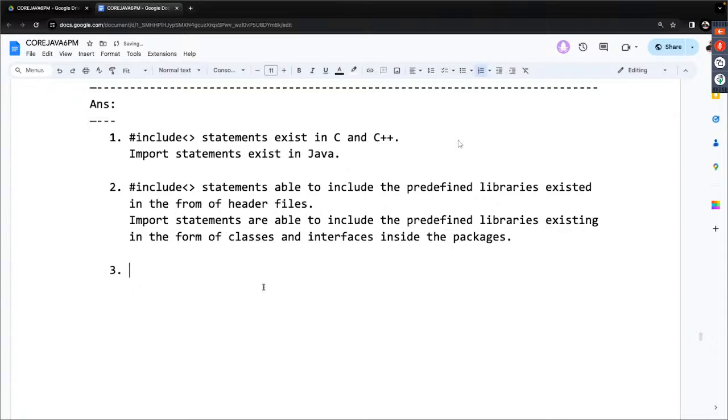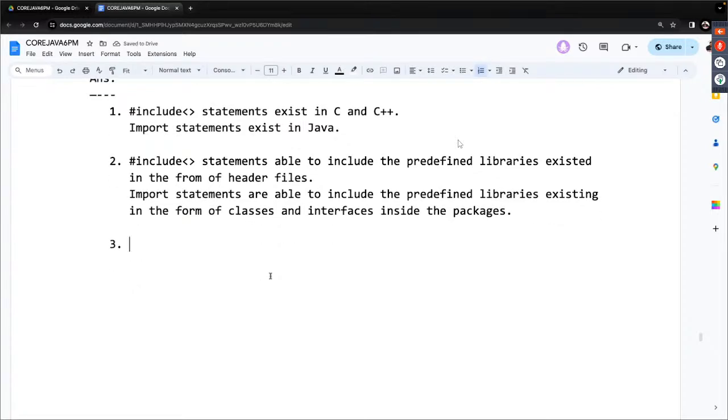Right, sir. Now number 3. Who will recognize these hash include statements and who will recognize these import statements? Hash include statements are recognized by the preprocessor. Who is evaluating hash include statements? Preprocessor only. But now tell me, who will recognize these import statements actually?